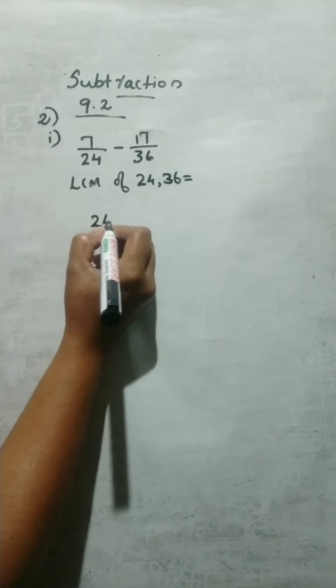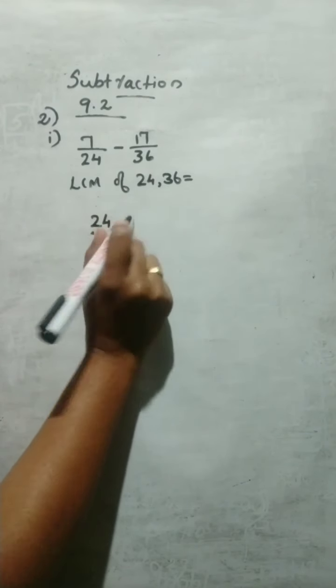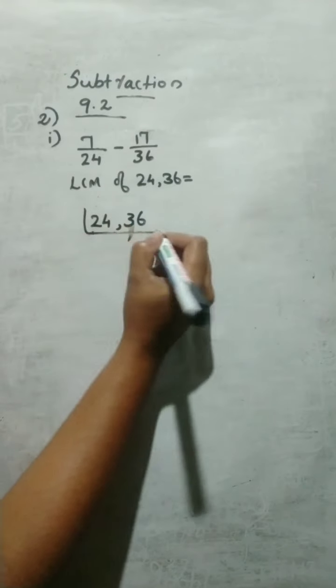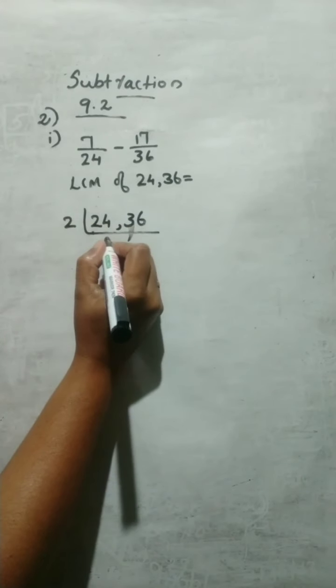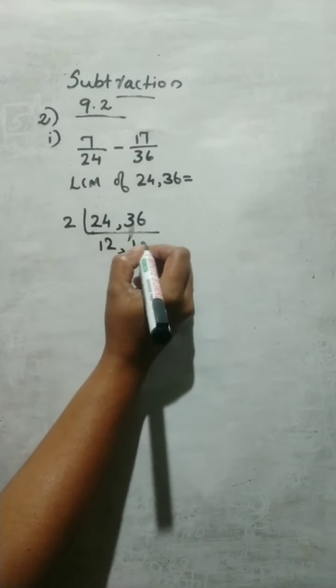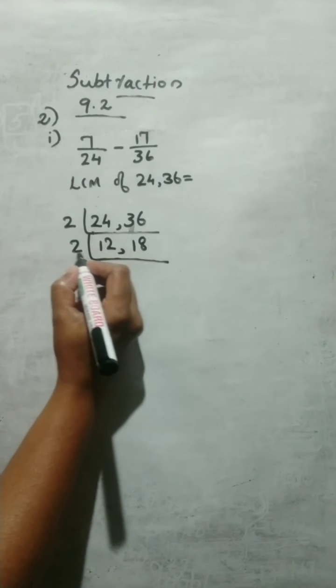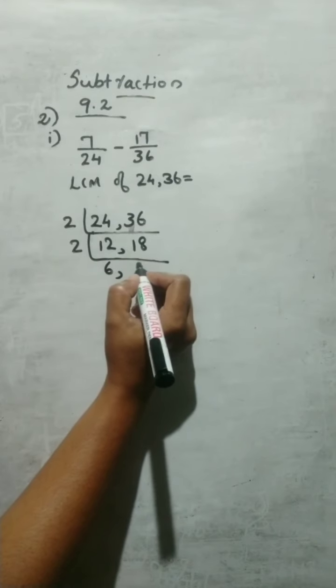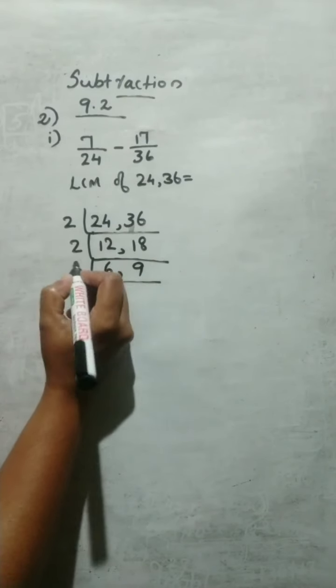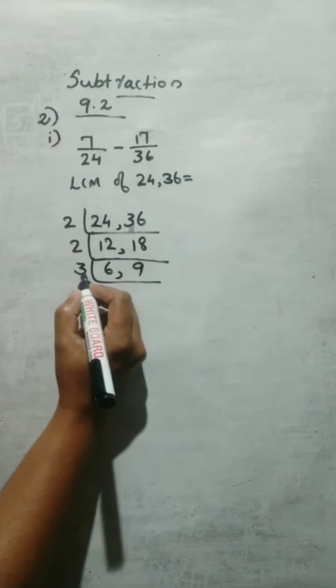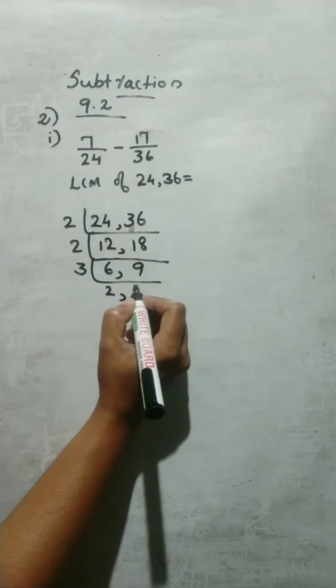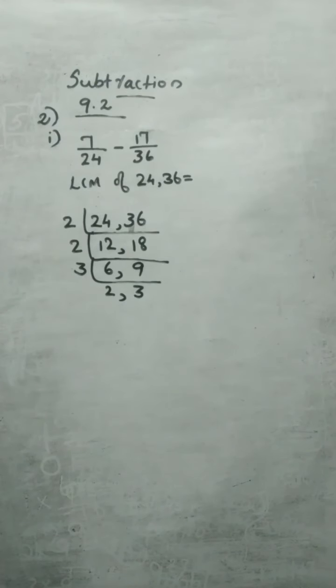We can divide both the numbers by 2. Then 12 twos are 24 and 18 twos are 36. Then again we can divide by 2. 2 sixes are 12, 2 nines are 18. This one we can divide by 2. 3 twos are 6, 3 threes are 9.